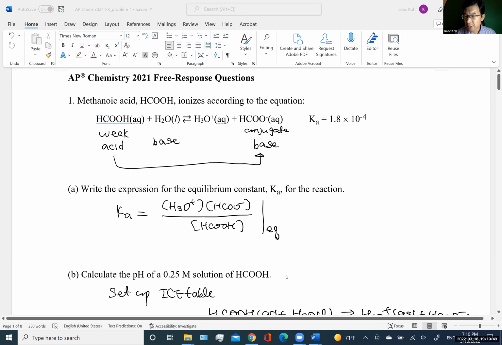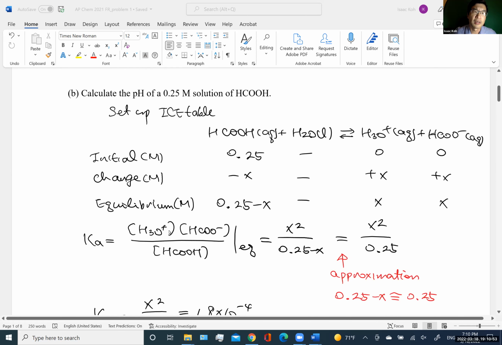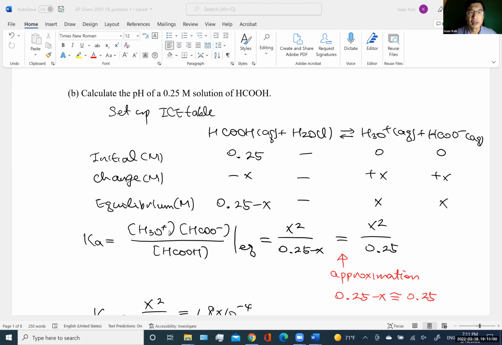Now, in this case, it's asking about the pH of the solution. We have 0.25 molarity of methanoic acid. Then calculate the pH. In this case, we need to set up an ICE table. What is the initial concentration? What is the change in concentration? And when equilibrium is reached, what is the concentration at that time? So let's set it up.